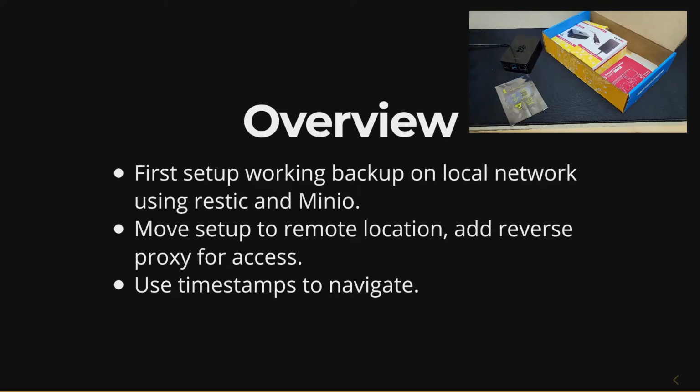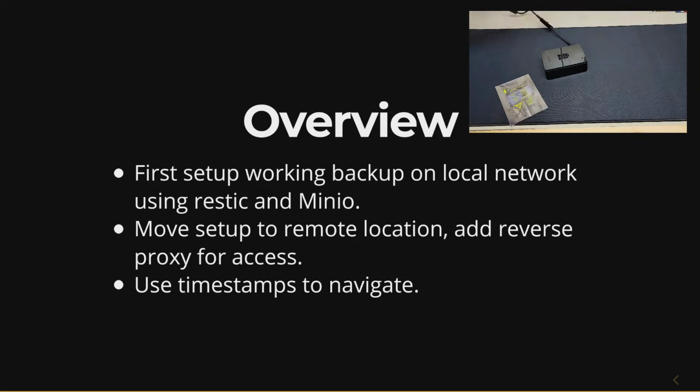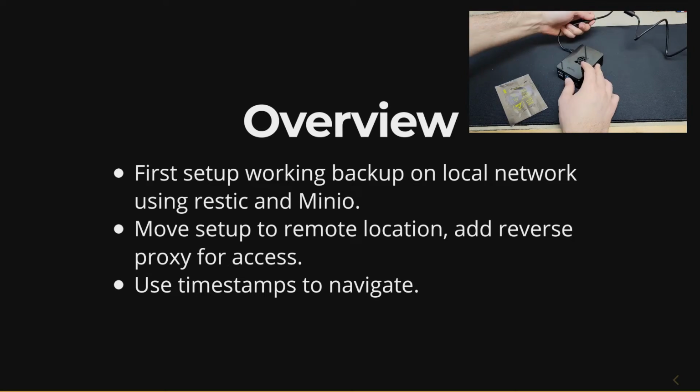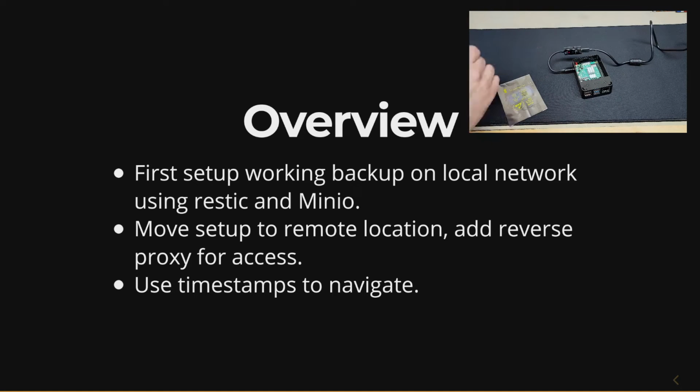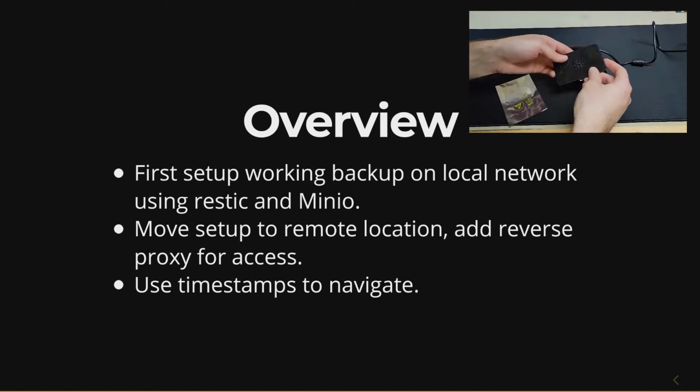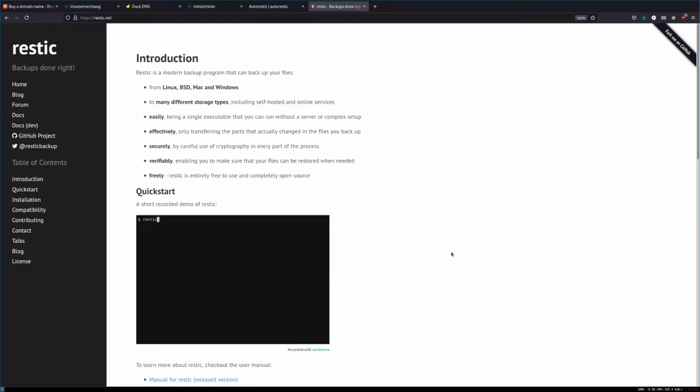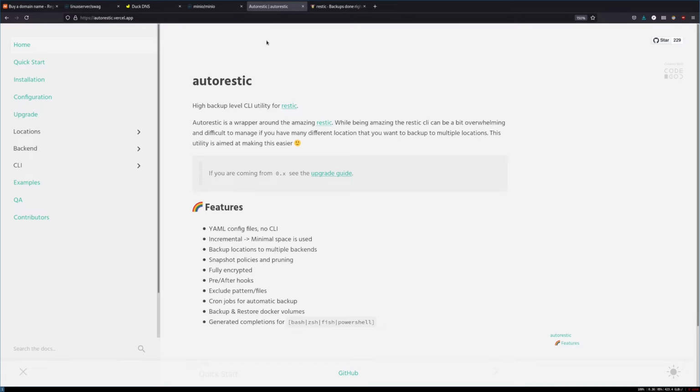There are a lot of steps in this process, and I'll do my best to go over everything in detail. But I've included timestamps in the video. Feel free to follow along or skip over parts that might not apply to your setup. Restic is my backup CLI of choice because it has encrypted incremental backups. And I'll be using Autorestic, which is an abstraction on top of the CLI that defines all the configuration in a YAML file.